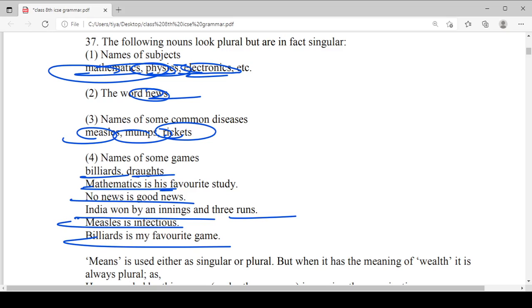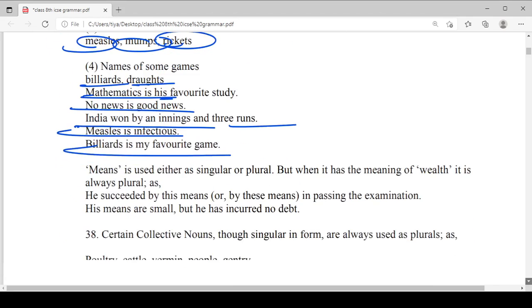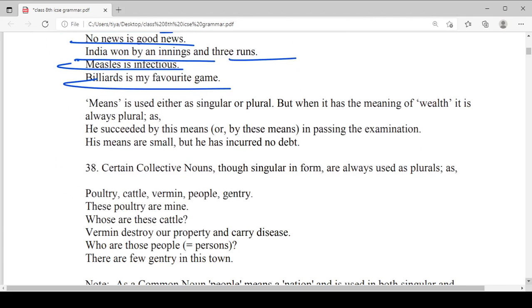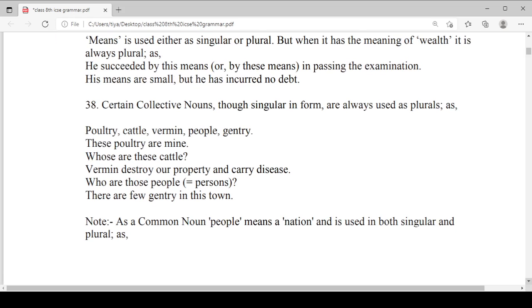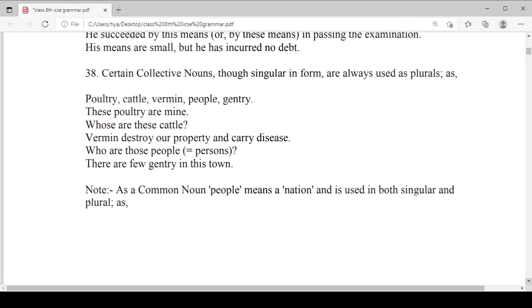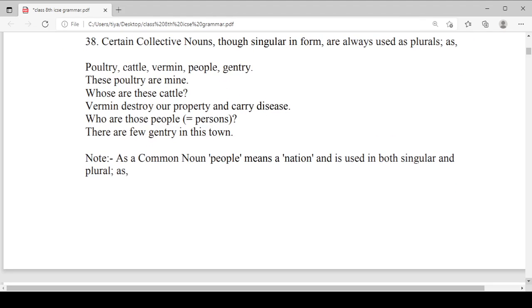If you know and learn the English grammar, you need to learn it in a very deep manner. Okay, so now we have some other words. "Means" is used either as singular or plural. What does it mean? Okay, so it can be used as singular or plural. Certain collective nouns single in form are always used in plurals, like poultry, cattle, vermin, peoples, gentry.